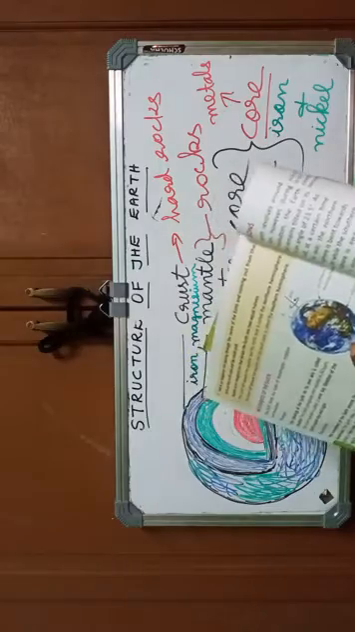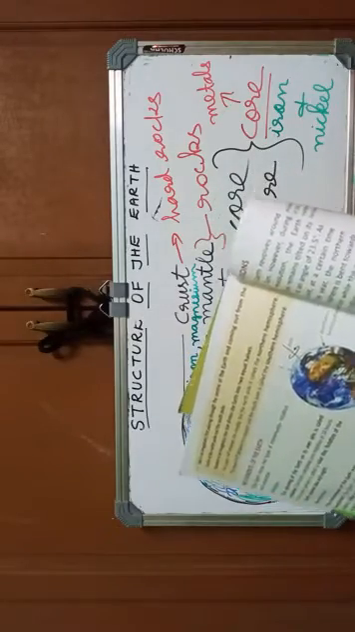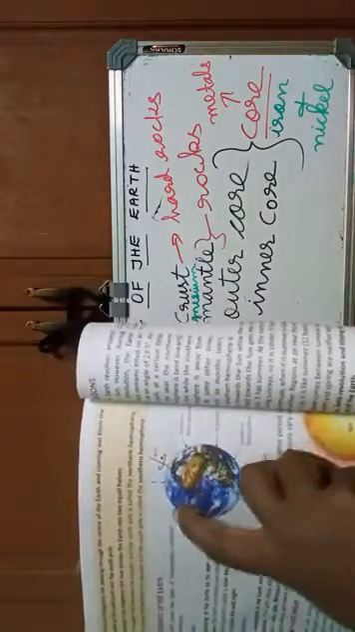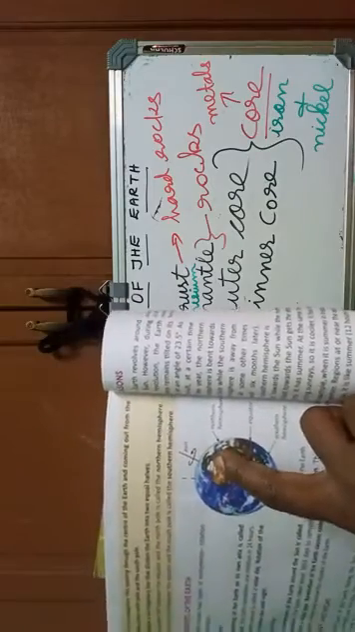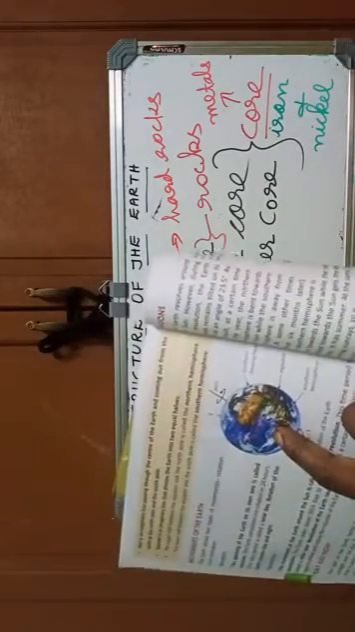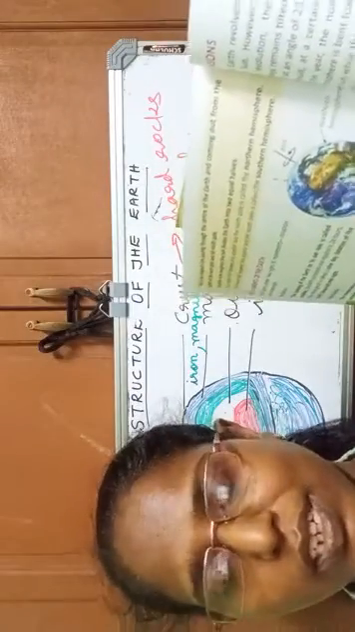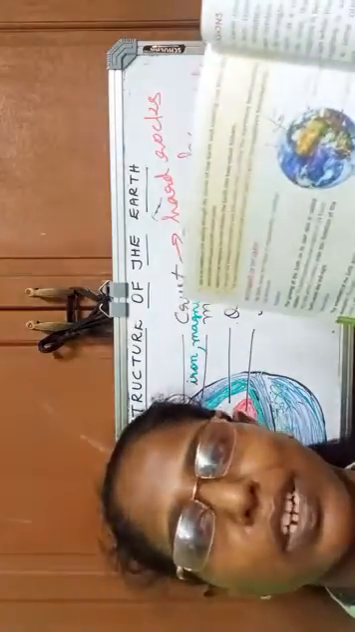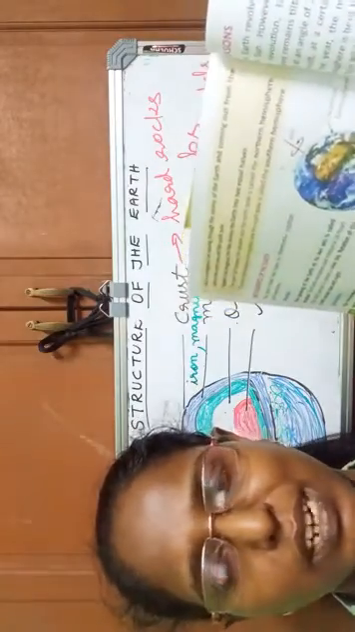Okay, so what are the things you have to remember here? What is axis, what is equator, northern hemisphere, southern hemisphere. So this is the structure of the earth. All of you read it today and learn it today itself. Okay.